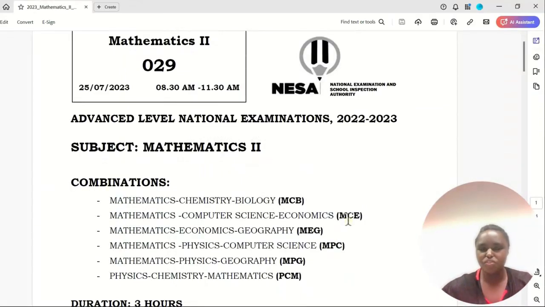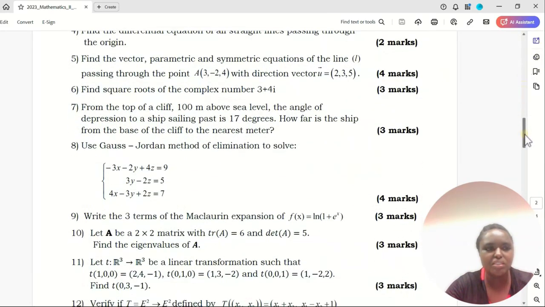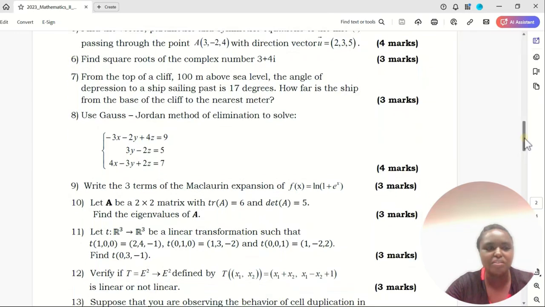So we are starting from question number 7. Question number 7: from the top of a cliff 100 meters above sea level, the angle of depression of a ship sailing past is 17 degrees. How far is the ship from the base of the cliff to the nearest meter?